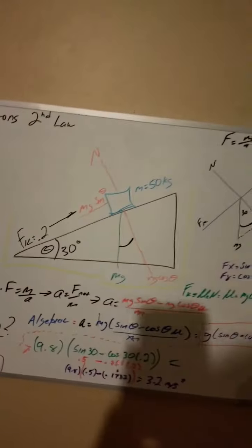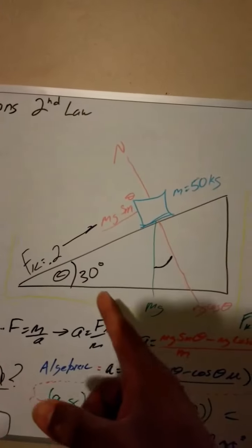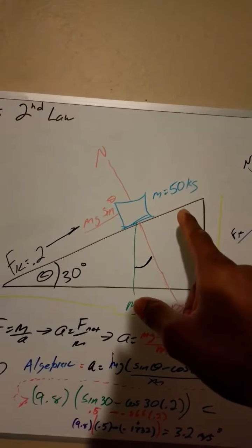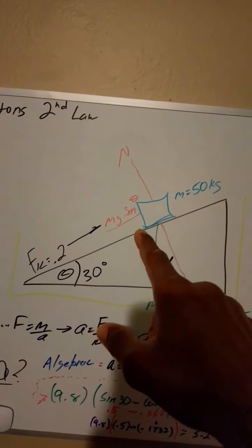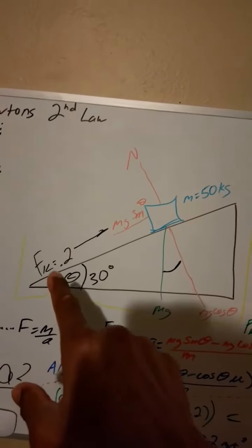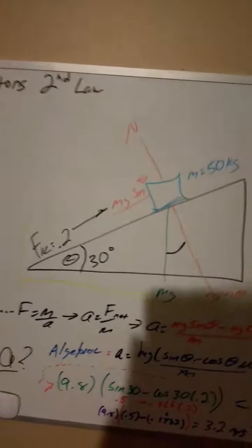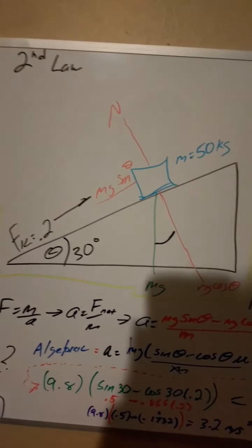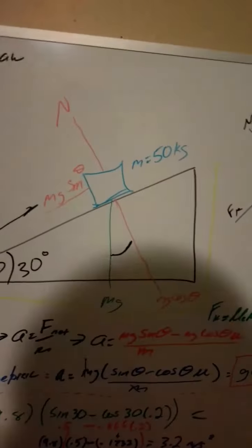So this is an illustration of the problem: a 30-degree angle, a 50 kilogram mass sliding down, and we have a friction force that's going against the mass.